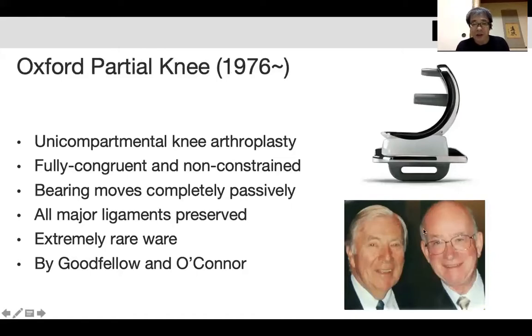Surprisingly, Dr. O'Connor is still alive. Maybe he is in his late 90s. It's incredible. He is a living legend.